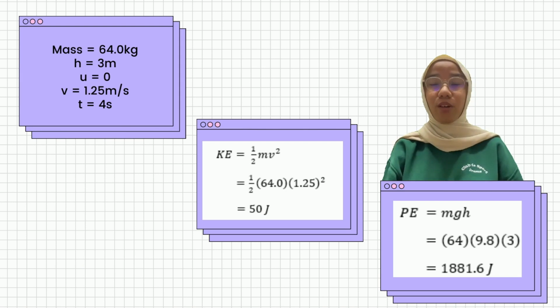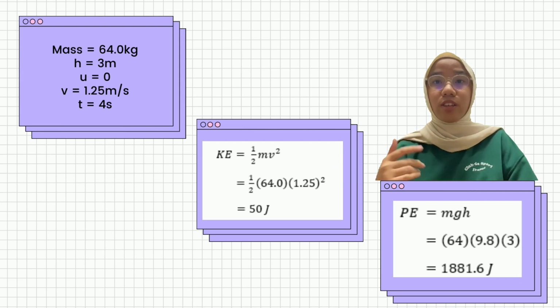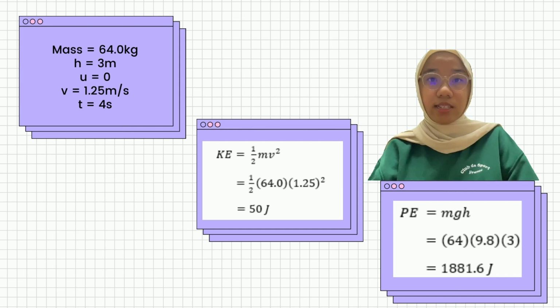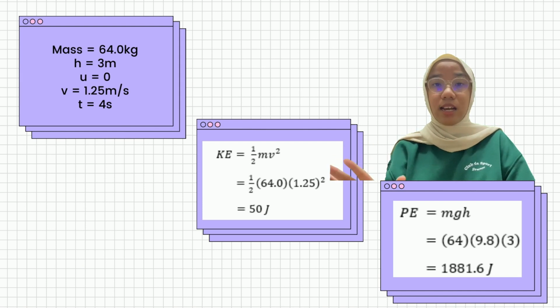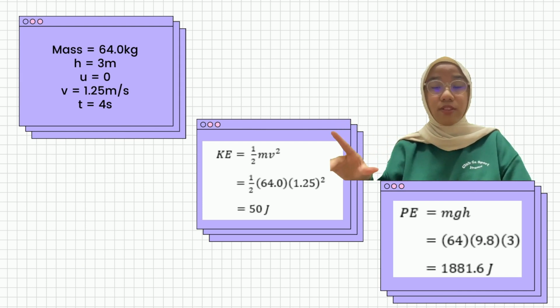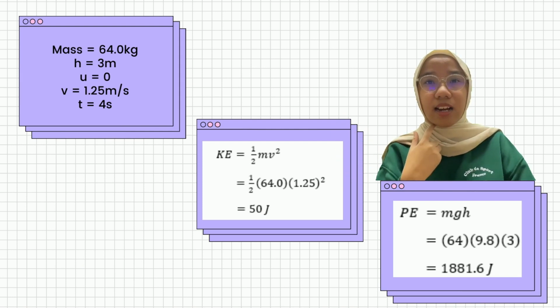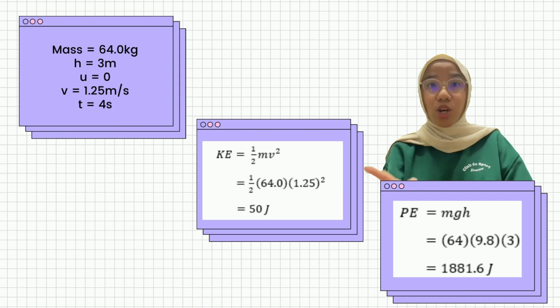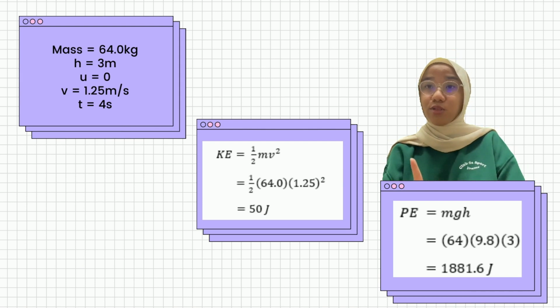I'll be calculating the solution from the question before. Before we calculate, we need to list out all of the information given. As we can see from the question, the mass of this man is 64 kilograms and the height of the stairs is 3 meters. It is given that the man starts from rest, so u equals 0, and he has a final speed v equal to 1.25 meters per second.